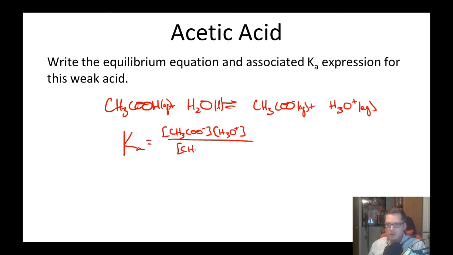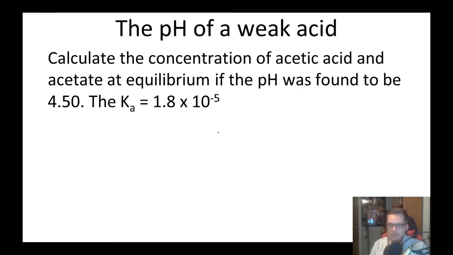All right, no water, because water is a pure liquid, and liquids and solids don't belong in our equilibrium expression. All right, so that's that. Now this next one is where the rubber meets the road. This is the fun stuff.